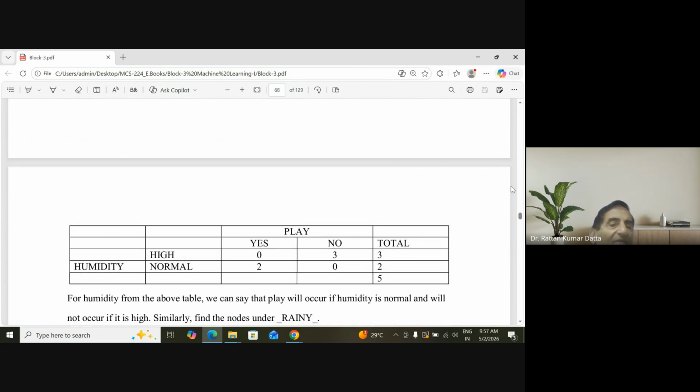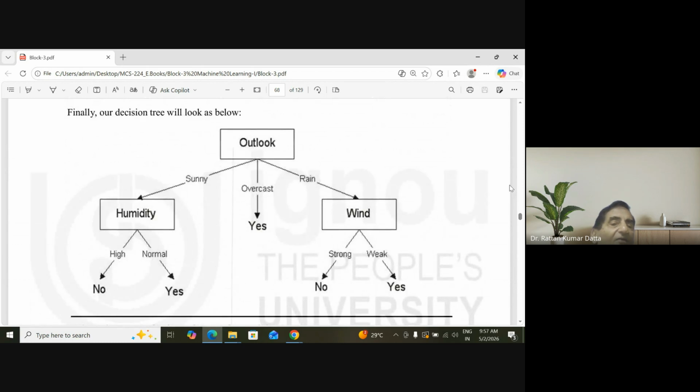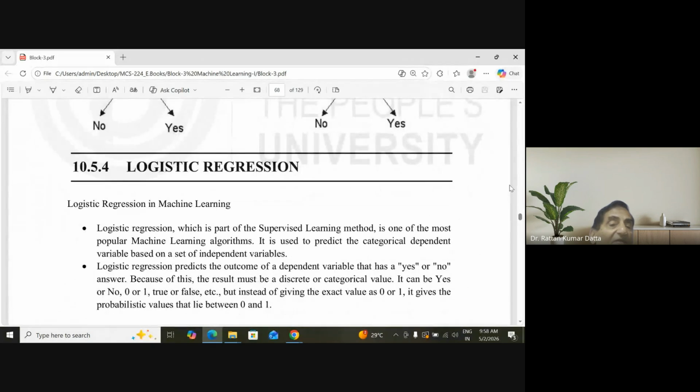So these are the things you can have. Outlook, humidity is high, normal, overcast, yes, mild, strong, weak. So wind should be weak; overcast is fine but there should be no rain; sunny is fine but humidity should not be high. So that type of thing which was there.